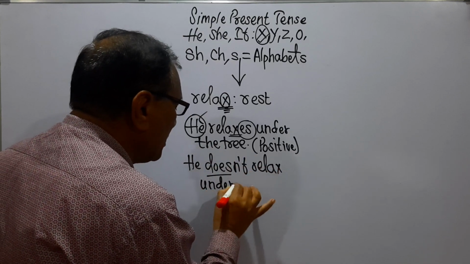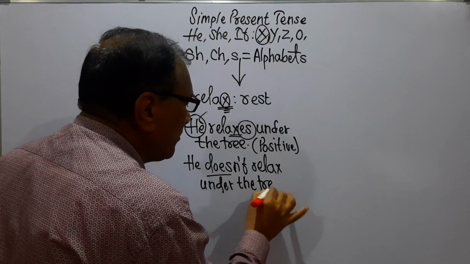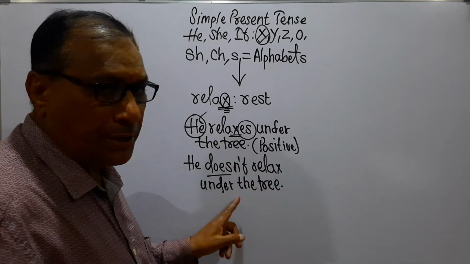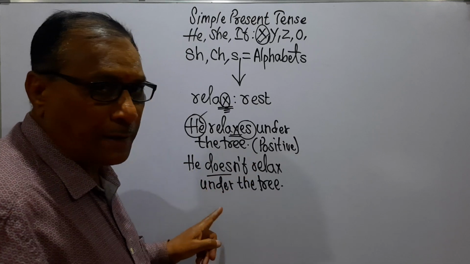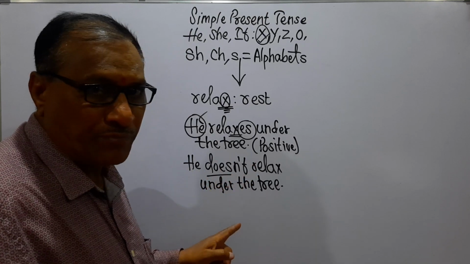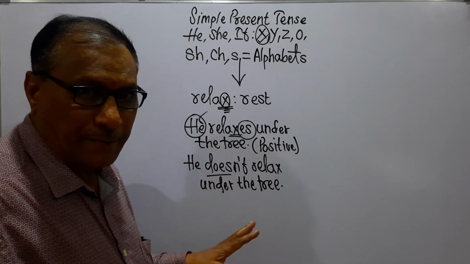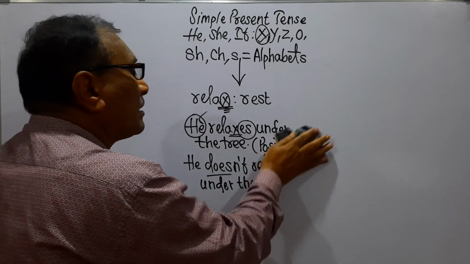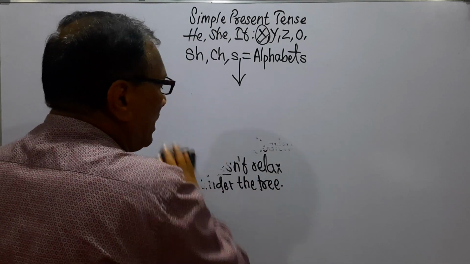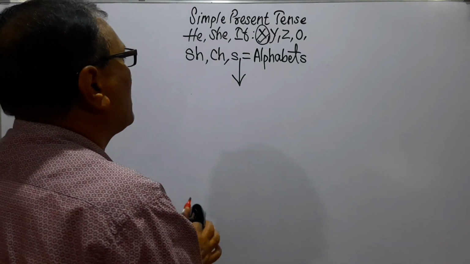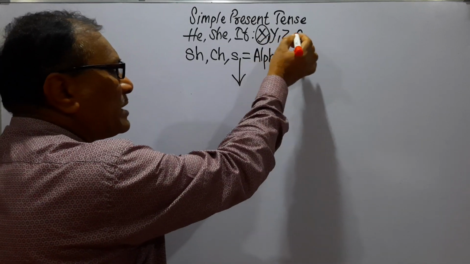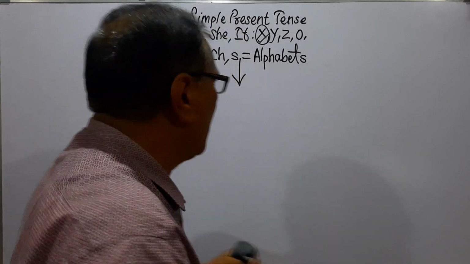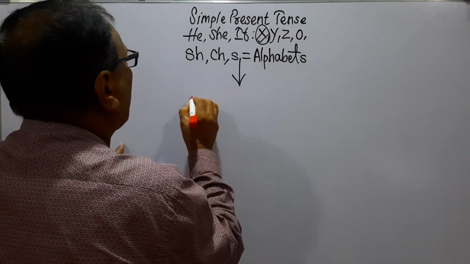Remember, this example is very important. So we can speak like this: he doesn't relax under the tree. She doesn't relax under the tree. It doesn't relax under the tree. William Shakespeare doesn't relax under the tree. Hema doesn't relax under the tree. In this way, we can speak and write English. So if you want to speak in English, you can use such words when there is X, Y, Z, O, S, C, H at the end of the verbs. That is very important.